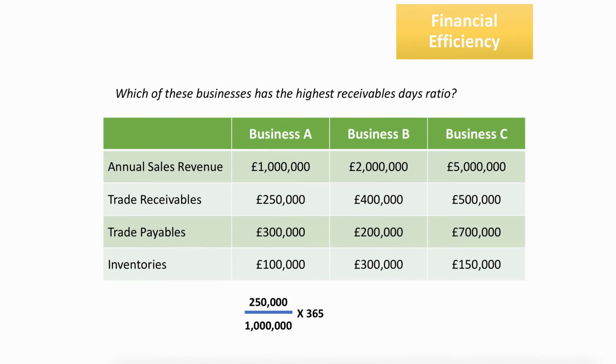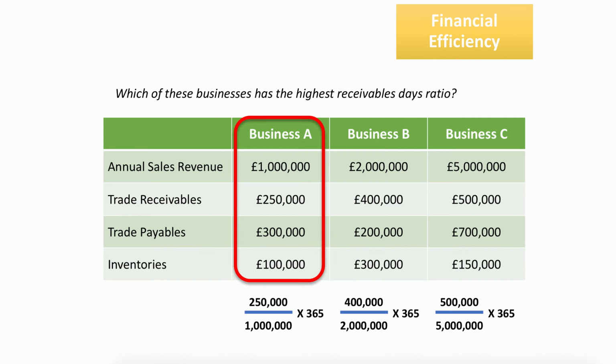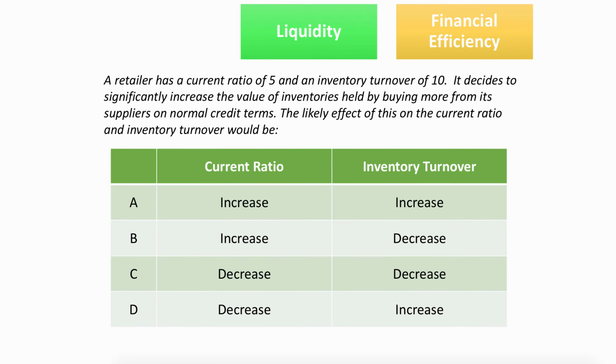So for business A, 250,000 divided by a million of sales times by 365. And do the same thing for business B and the same thing for business C to get us 3 lots of receivables days. Which one has the highest one? It is business A, 91.2 days. Business B is lower, business C is even lower than that. 91.2 days on average it takes to wait before customers finally get around to paying our bills.